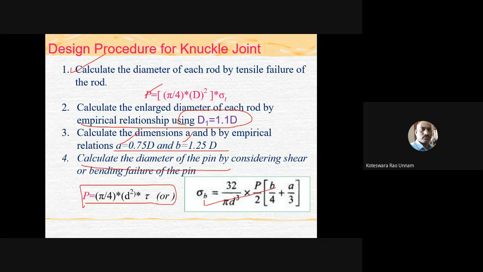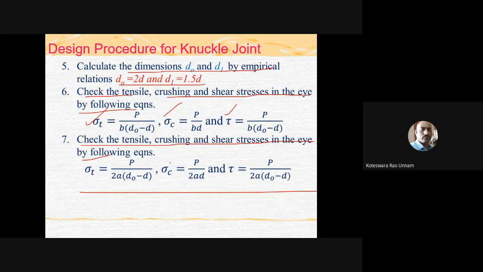Then we'll check for the bending stress. Since we have picked the A value and B value, we'll pick D0 and D1 also using empirical relations only. Once you pick all these parameters, you need to check for tensile, crushing and shear stress for both the fork as well as the I. Okay, so here it is. It is a fork, not I. These are the equations for the fork, not for the I. Maybe a typing error here. So you need to take these equations and verify whether these three stresses are within the given allowable limit or not. So that is how you can design the joint.